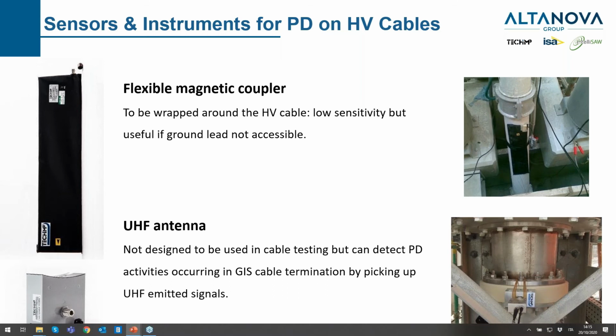Another sensor that we can use, especially on cable terminations in GIS, where we have to understand some problems in the stress cones or similar upper parts of the termination, is the ultra high frequency antenna. We can pick up the irradiated signal of the PD to detect eventual PD sources in the GIS termination.